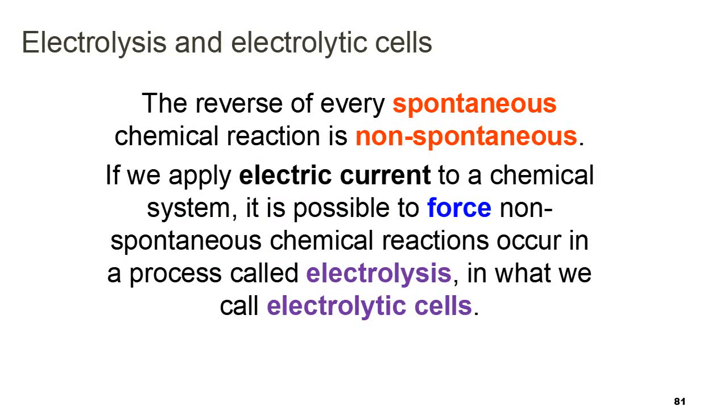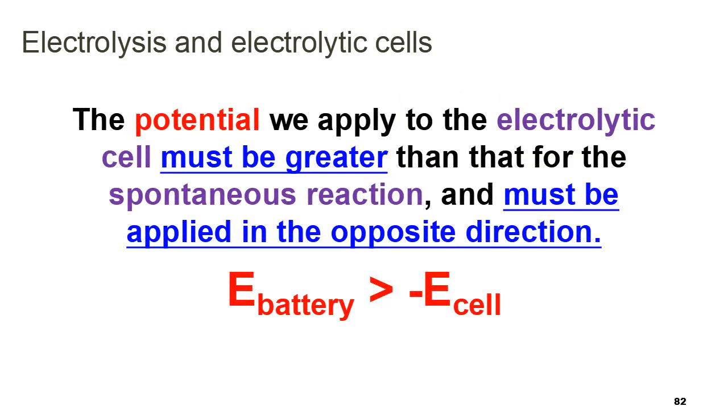It's good to note that the reverse of every spontaneous chemical reaction is non-spontaneous. If we apply electric current to a chemical system, it is possible to force non-spontaneous chemical reactions to occur in a process called electrolysis. This is what we call an electrolytic cell. The potential we apply to the electrolytic cell must be greater than that for the spontaneous reaction. It must also be applied in the opposite direction.